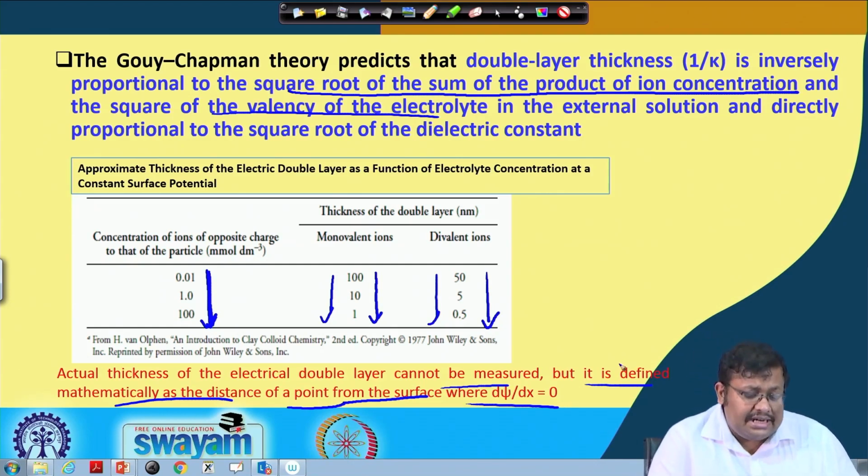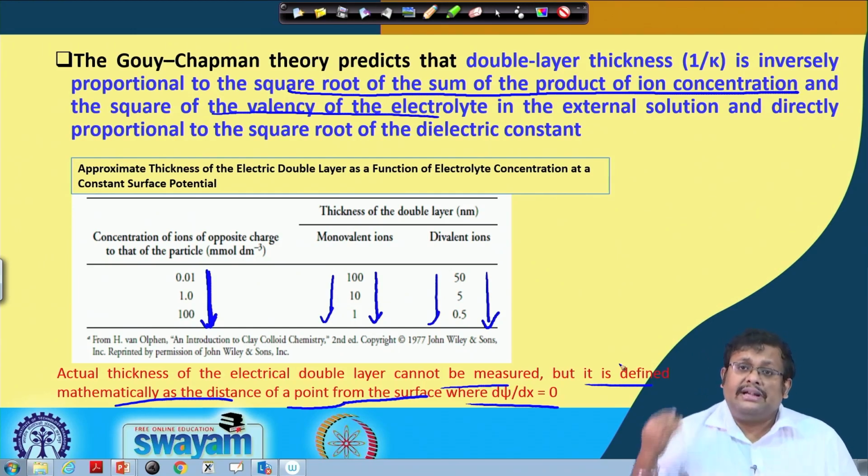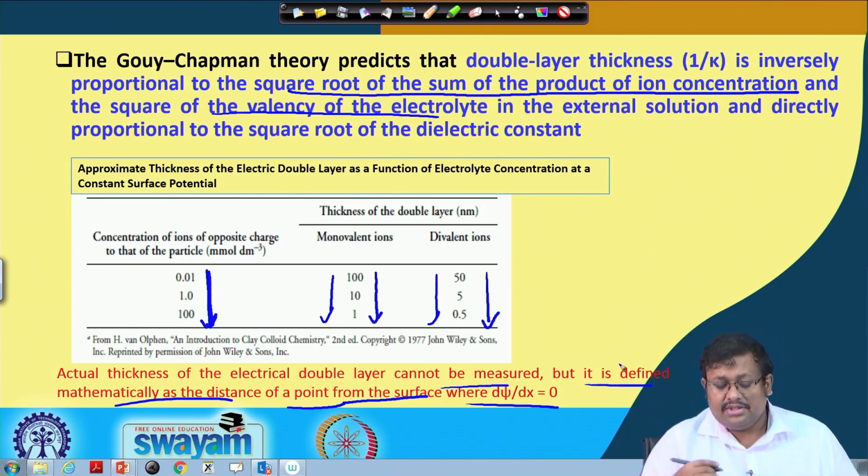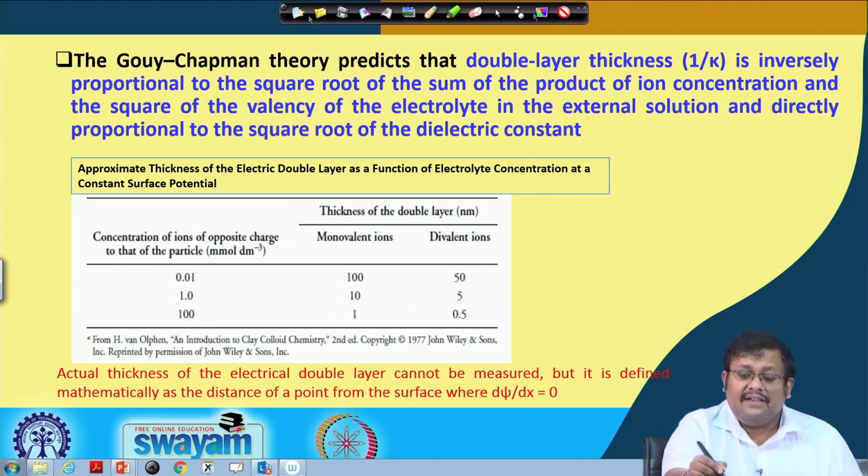So, what have we learned here? We have learned that as the concentration of a particular ion increases in the solution, the diffuse double layer thickness decreases, and this decrease can be seen in the case of both monovalent as well as divalent ions.